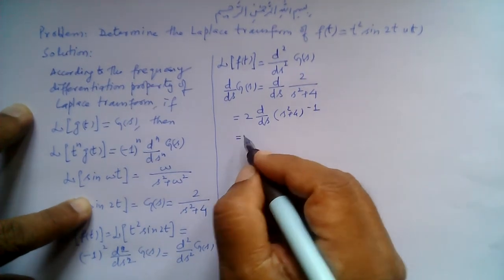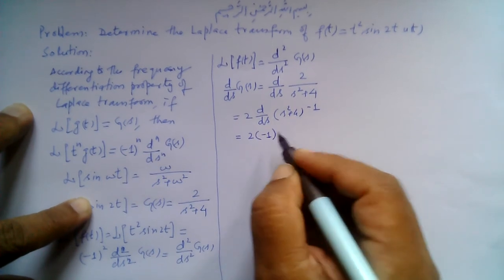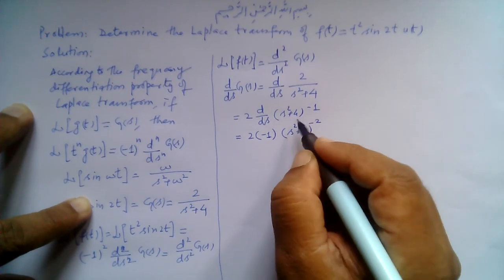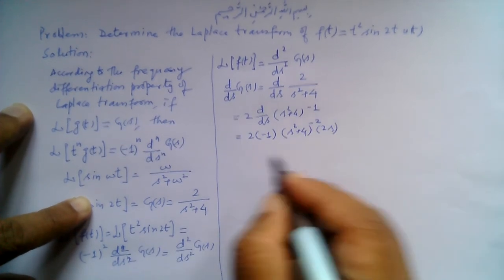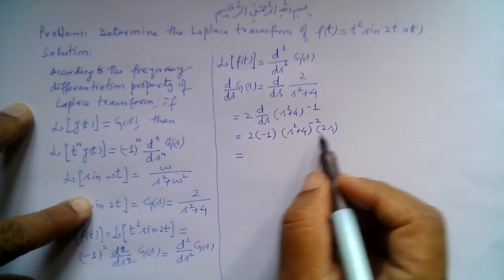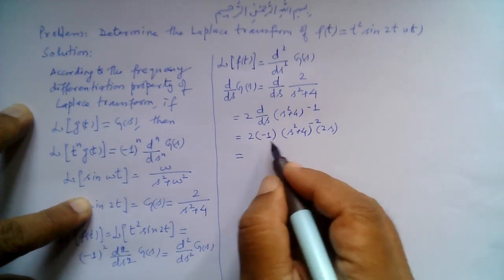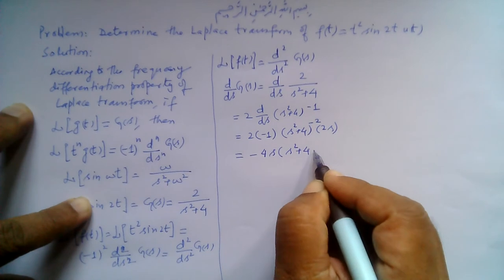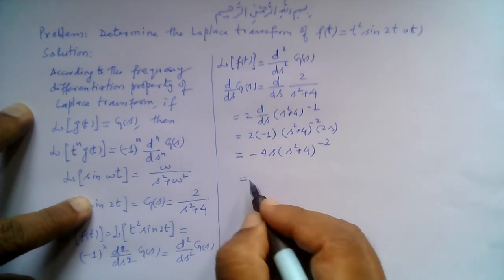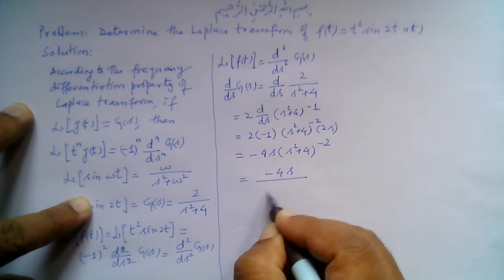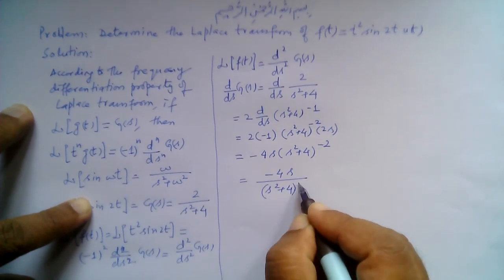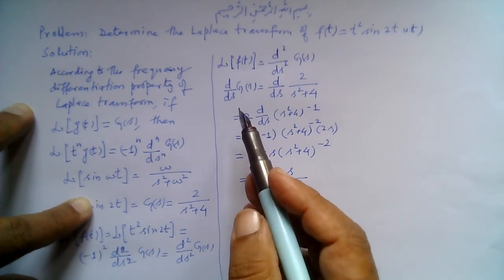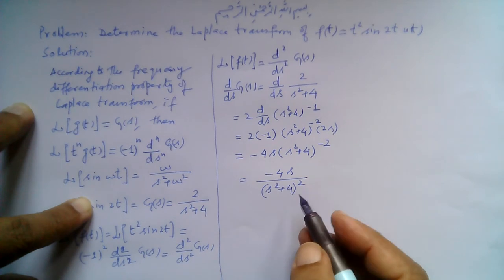So that is 2 into -1, then (s² + 4)^(-2), and then the derivative of s², that is 2s. That is 2s multiplied by 2, that is 4s, and that is negative here, so -4s into (s² + 4)^(-2). So that is -4s over (s² + 4)², right? So this is the first order derivative of G(s). Let's now differentiate it again to find the second order derivative.